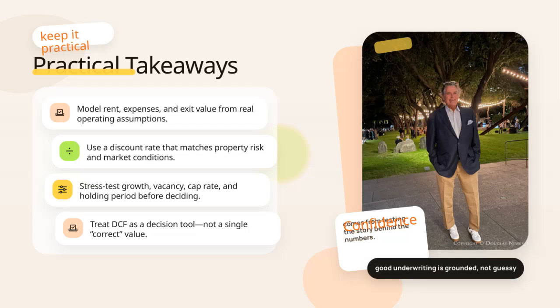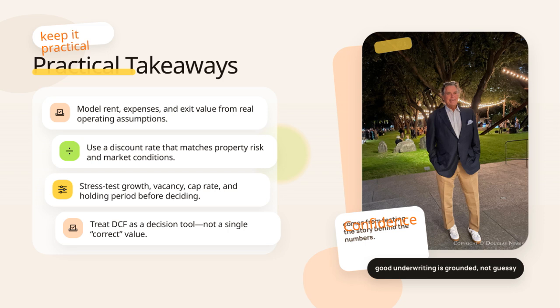To wrap up, let's focus on some practical takeaways for using discounted cash flow analysis effectively. First, always base your model on real operating assumptions. This means accurately projecting rent, expenses, and the potential exit value based on actual market and property data. Next, use a discount rate that truly reflects the specific risk of the property and the current market conditions, rather than just defaulting to a generic figure.